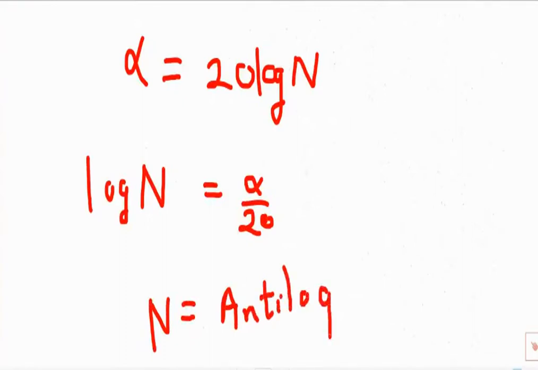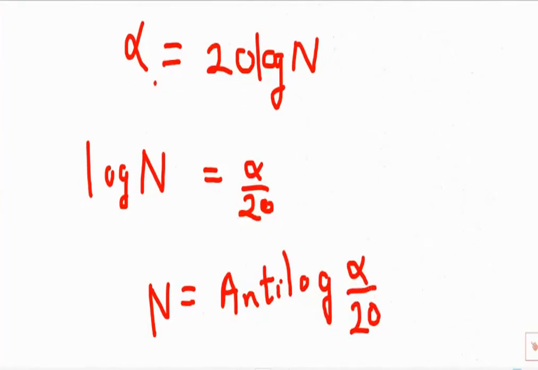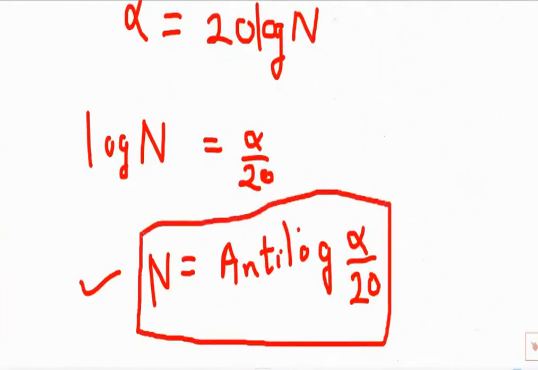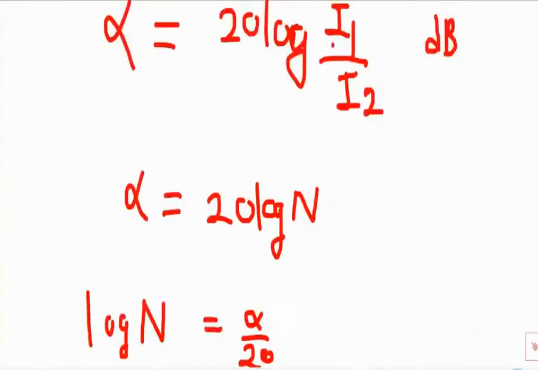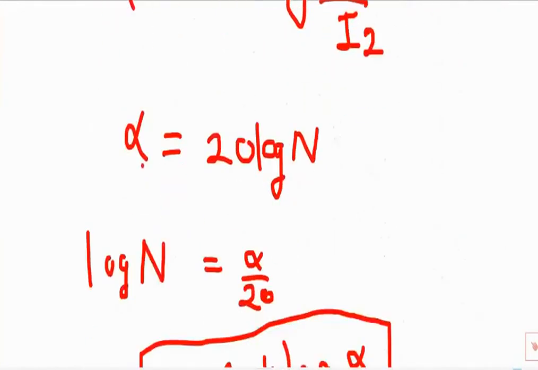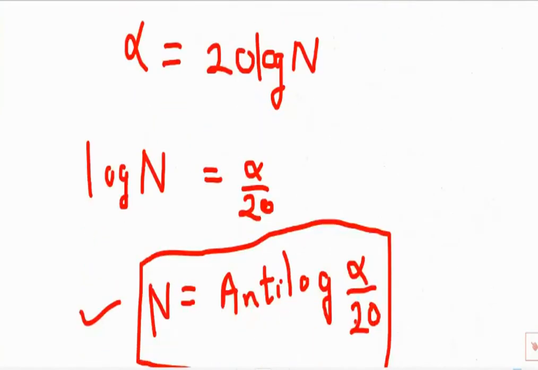Capital N is unitless, okay? Generally in questions, alpha is provided, that means the attenuation in dB is provided, and you are supposed to calculate capital N using this relation. I hope you got from where this formula has come. Capital N indicates the current ratio I1 by I2. It is unitless, and we know that the attenuation in dB is 20 log I1 by I2. So substitute N, then divide by 20, so alpha by 20 equals log N, and N equals anti-log of alpha by 20.